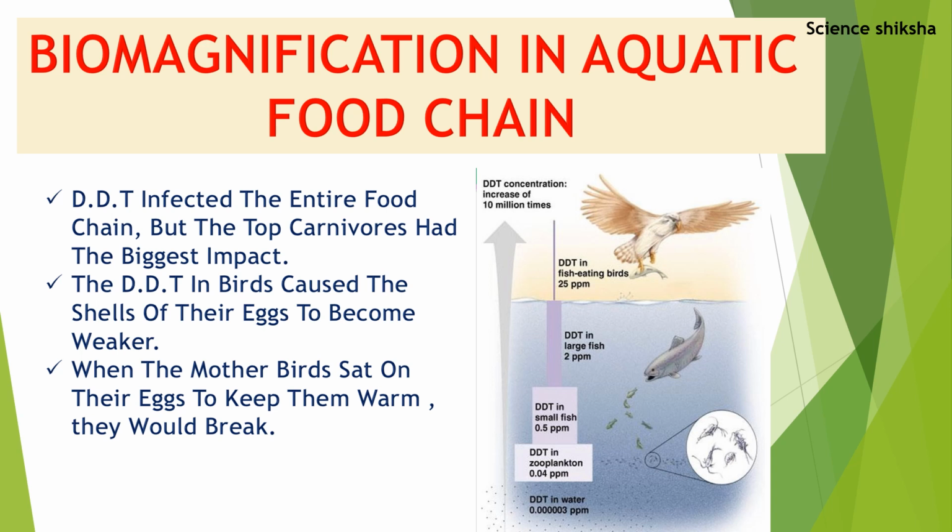When the large fish is eaten by the fish-eating birds, the concentration of DDT reaches 25 ppm. So, the DDT concentration increases 10 million times from the lower trophic level to the higher trophic level. DDT infected the entire food chain, but the top carnivores had the biggest impact. The DDT in birds caused the shells of their eggs to become weaker. When the mother birds sat on their eggs to keep them warm, they would break. That's why DDT is banned nowadays.